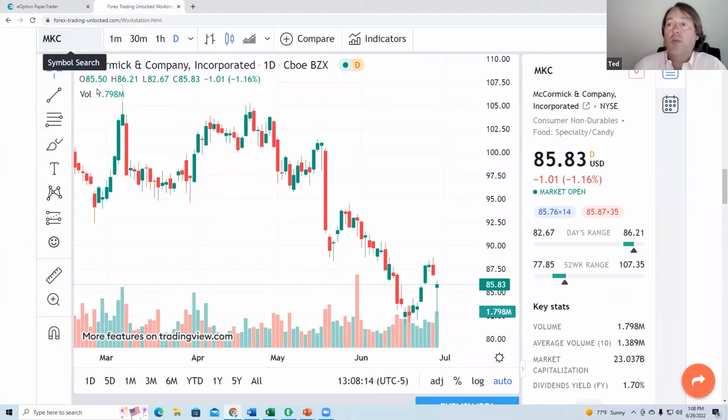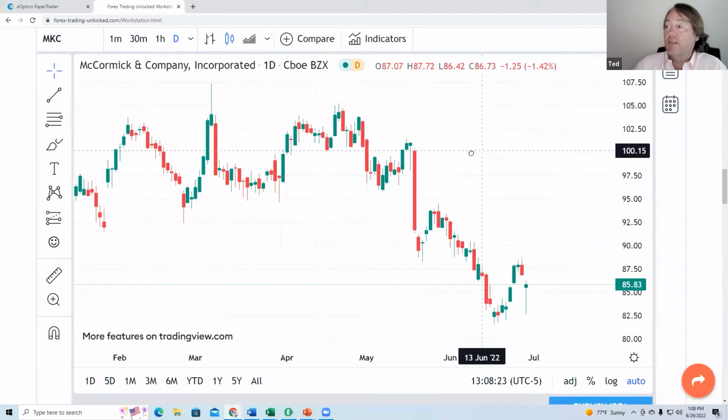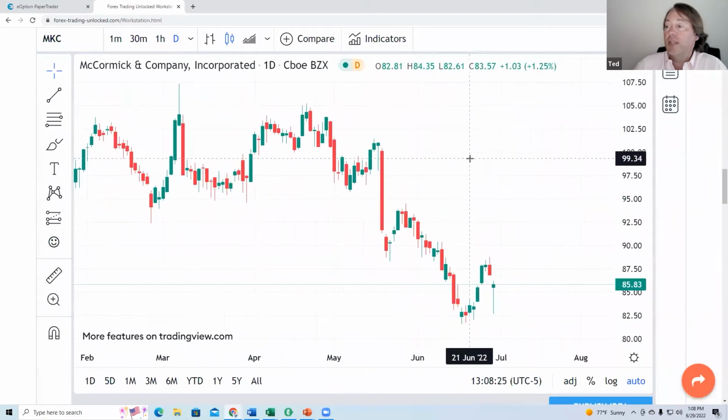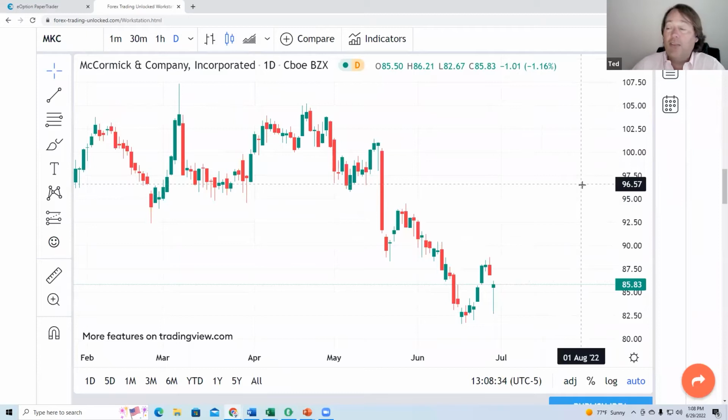Okay, so we have McCormick. I'm going to clean this up and make it a little bit bigger for you since we're on the Zoom meeting. So this here has a bunch of other little technical stuff, but we're not going to get into that. All right, so if we look at McCormick, you can see that today's session had quite some volatility, and right now it's slightly positive on the day, trading right around $85.83.